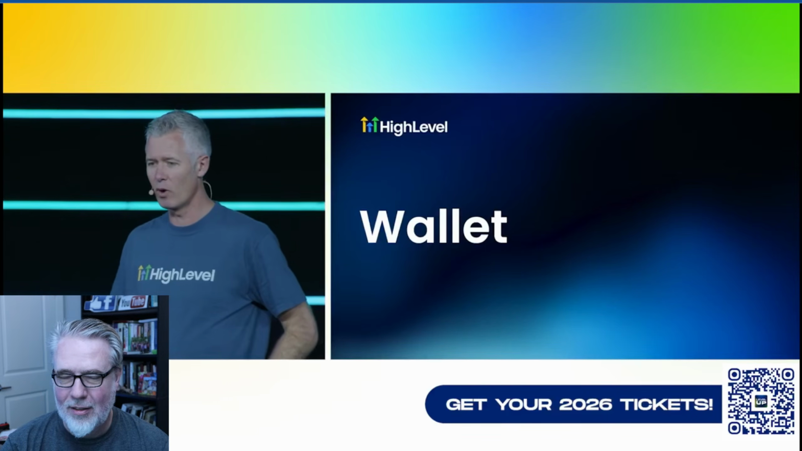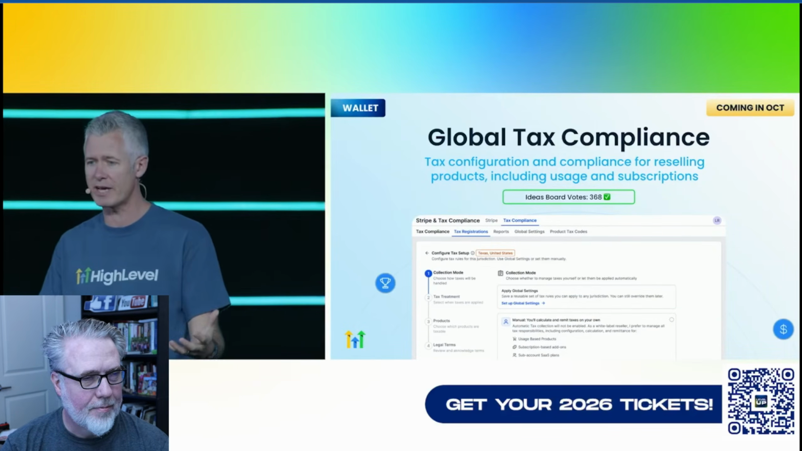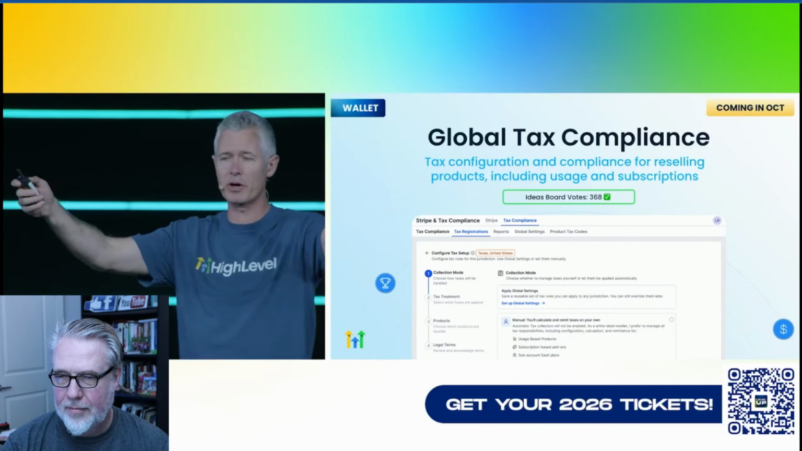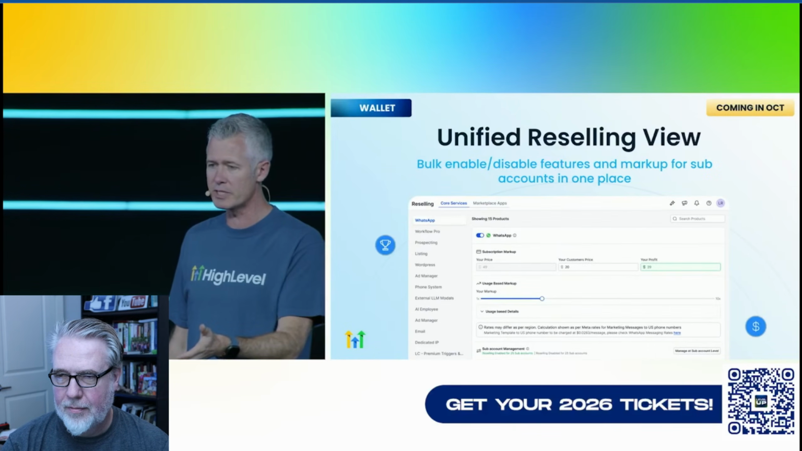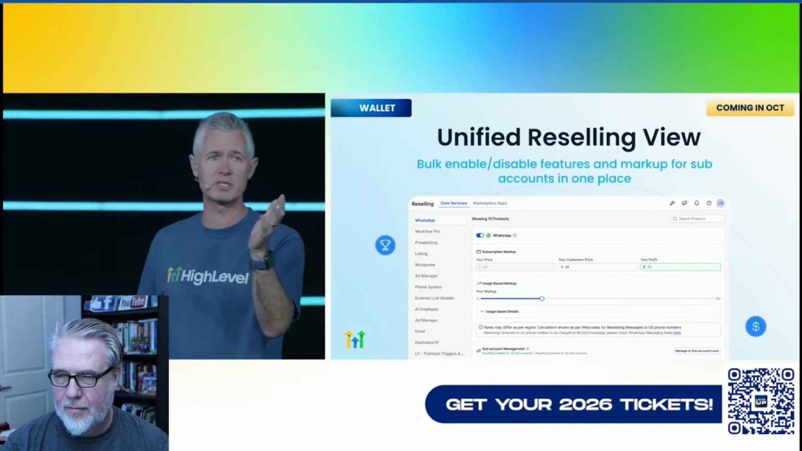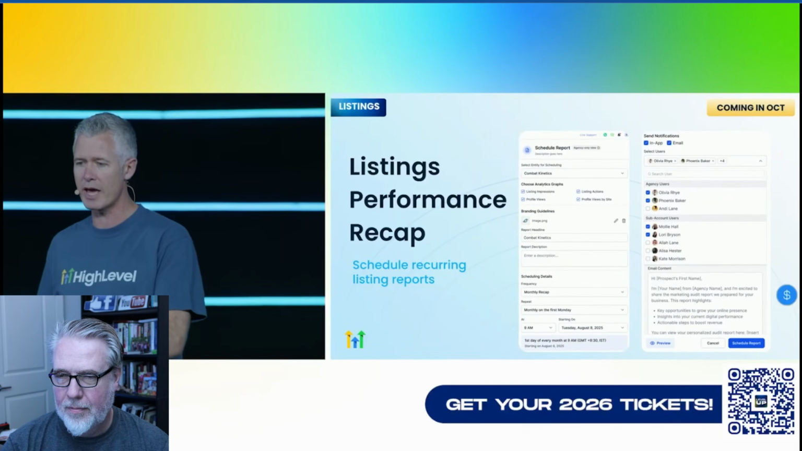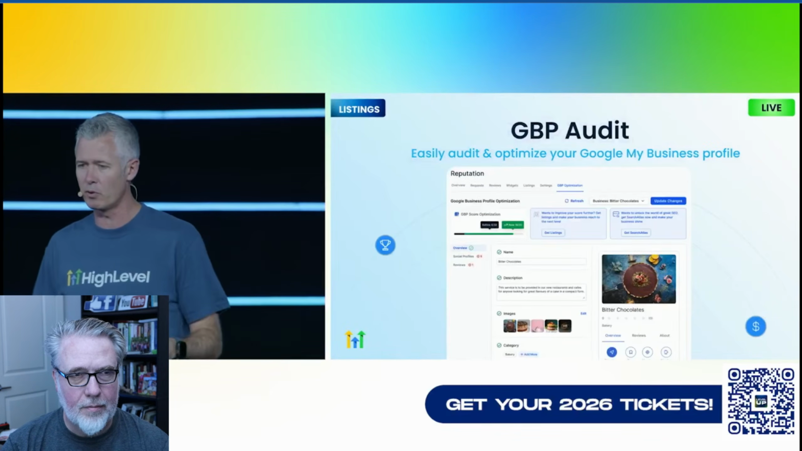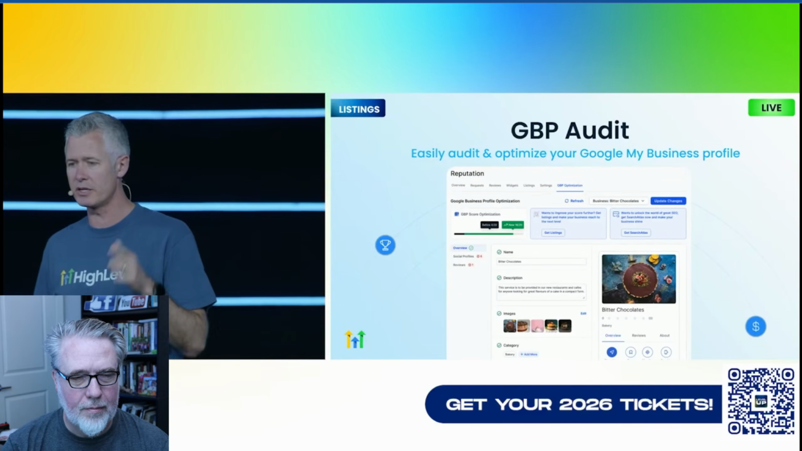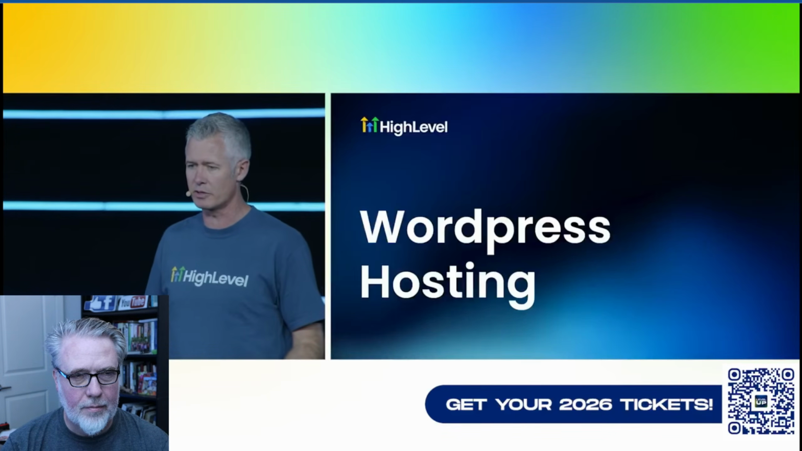All right, wallet. So global tax compliance. This is super important. So we now have tax and configuration compliance for reselling all throughout the world. And we're doing this all over the place with payments. Unified reselling view here, so you can bulk enable and disable different features, just make your life easier. Online listings, performance recap, so you can schedule recurring reports for listings for your clients. Uberall, we added those people. Google Business Profile Audit is there, which is awesome, so you can easily optimize and get an audit around it, which is ensure your clients.